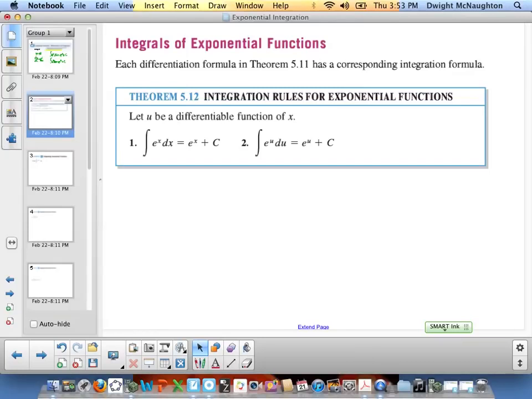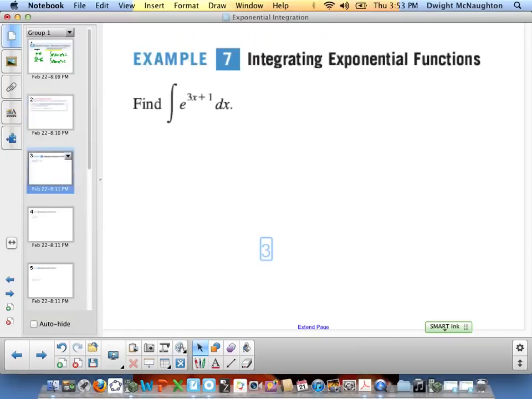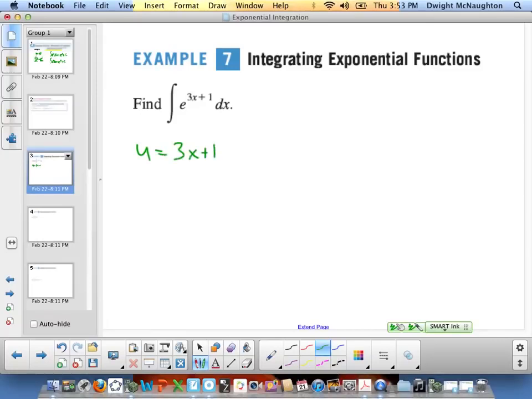All right, so we'll start with a pretty simple, straightforward antiderivative of e to the 3x plus 1 with respect to x. Now we need it to be e to a variable. We don't have an expression up there. So what we can do is substitute that expression out. Let's take it out and replace it with u. So then u would equal 3x plus 1.